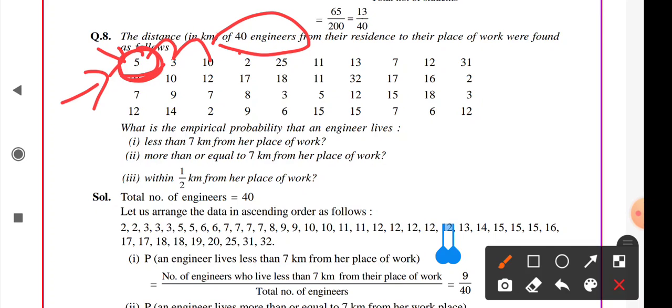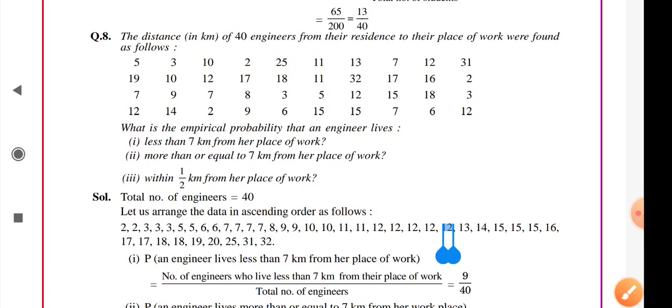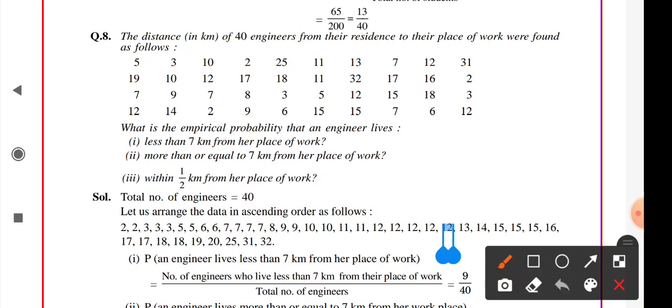The first scientist lives 5 kilometers away from his workplace, and similarly 3 kilometers next, and about 10 kilometers next, and similarly you can see the rest. Now you understand this data. Now we have to give the answers to this question.